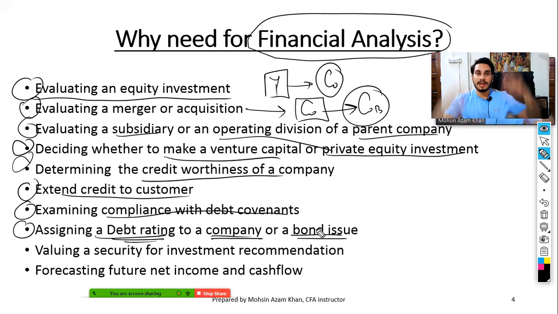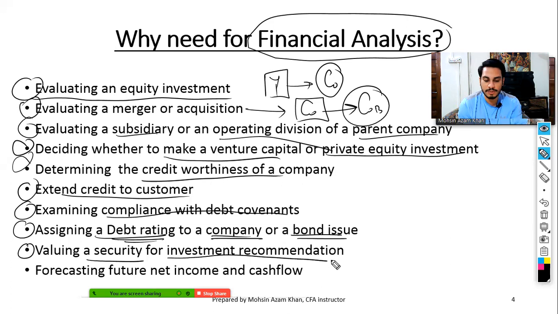There are many big companies which assign ratings to different companies on their creditworthiness, such as Fitch, Standard and Poor's, Moody's. They assign credit ratings. In order to assign credit ratings on their creditworthiness, these companies have to do financial analysis, a good one, an in-depth financial analysis. Next, valuing a security or making an investment recommendation.